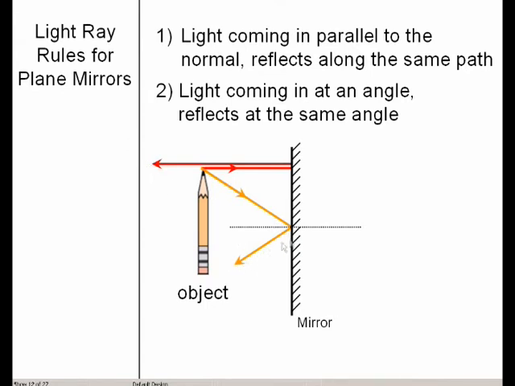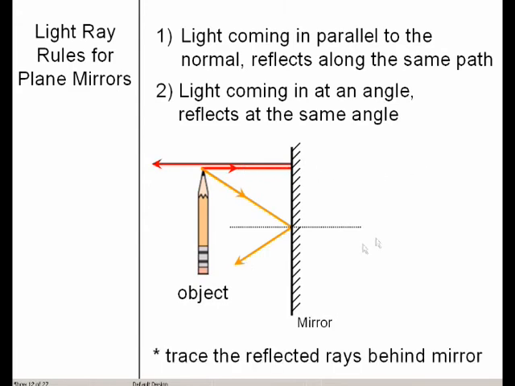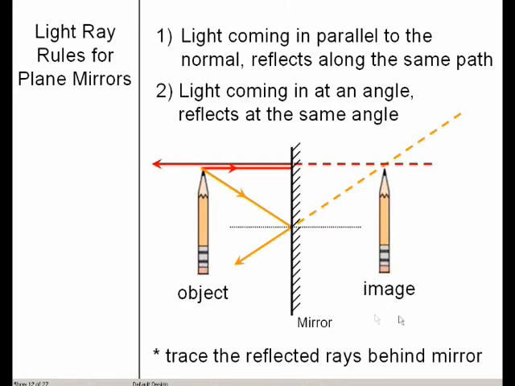What we're going to do is trace them backwards behind the mirror. These are called light ray extensions. And right where the extensions cross each other shows exactly where that pencil is going to be behind the mirror. That is our image. When you're looking at something in a mirror, you're looking at an image.